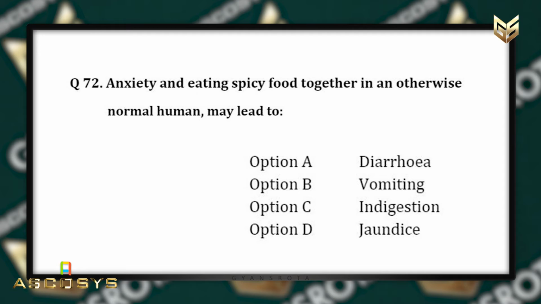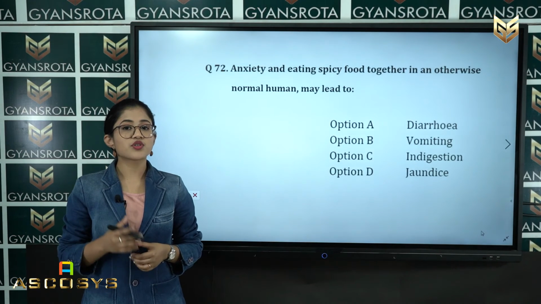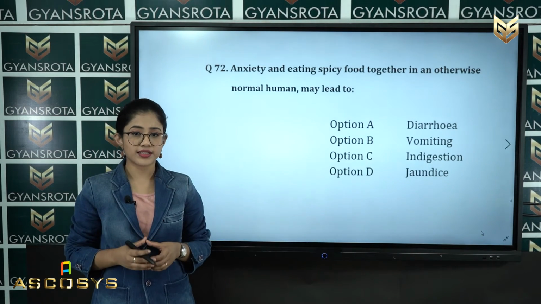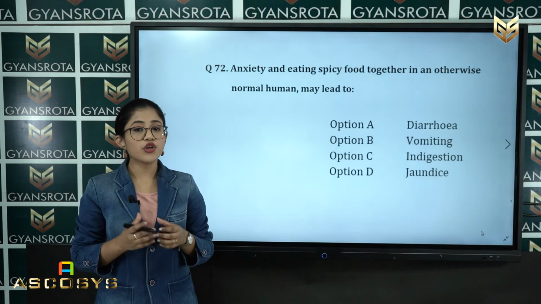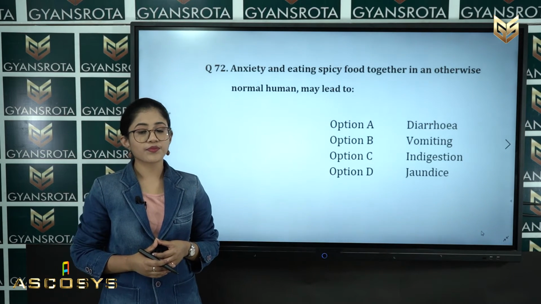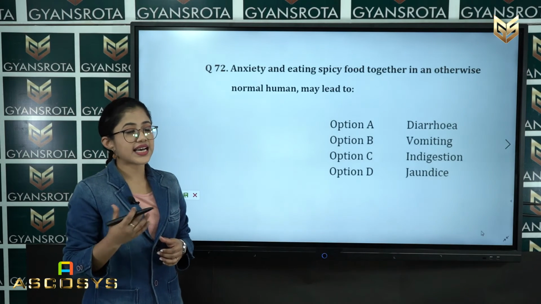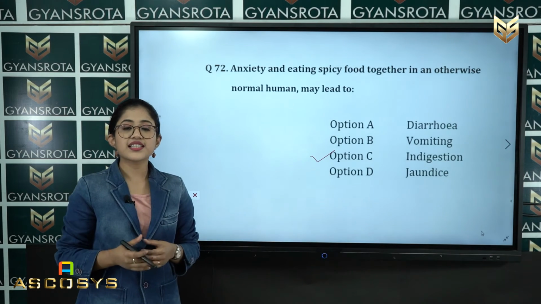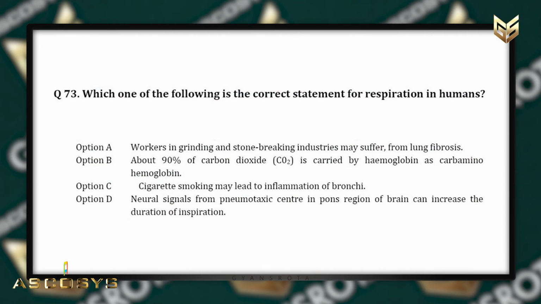Anxiety and eating spicy food together in an otherwise normal human may lead to option number A, diarrhea, option number B, vomiting, option number C, indigestion, and option number D, jaundice. Student, in this question it is written anxiety and eating spicy food together in an otherwise normal human being may lead to option number C, that is indigestion. So, this is the correct answer for this question. Now, let us see the next question, that is question number 73.